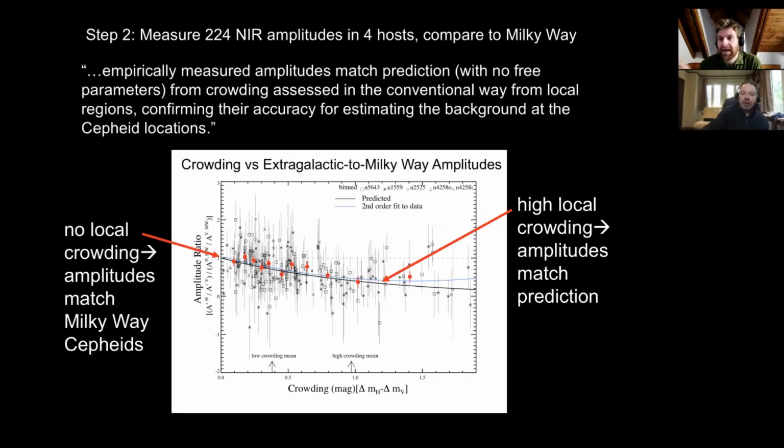And this is the crowding as measured by putting a fake star somewhere nearby. Correct. So it's just testing that that measure of crowding is giving the right measure of crowding. That's right. So we measure the crowding as estimated locally and use that to predict what the amplitude should be. And indeed, the amplitudes agree with that very well.